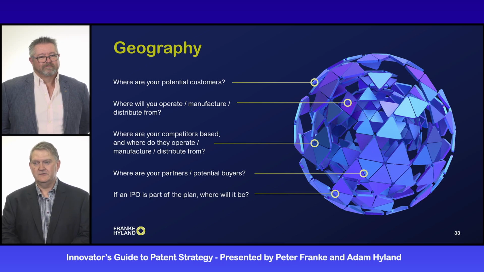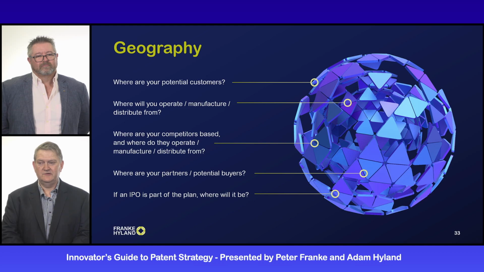What countries am I going to go to? So the sort of data you need to think about are, where are your potential customers? Where will you operate, manufacture, distribute from? Where are your competitors based, and where do they operate, manufacture and distribute from? Where are your partners or potential buyers, and I mean people who might want to buy your business, and by partners I mean potentially distributors or manufacturers or licensors. Where are they based? And if ultimately an IPO listing is going to be part of the plan, where's that going to take place?